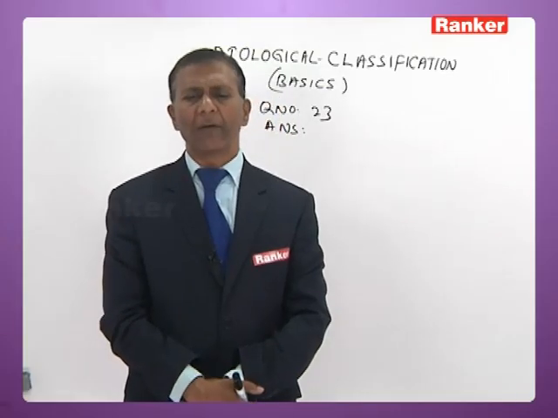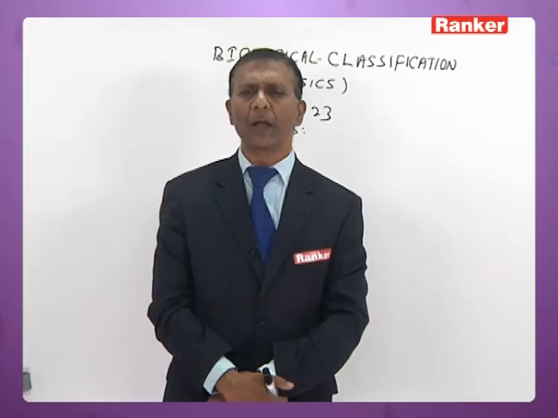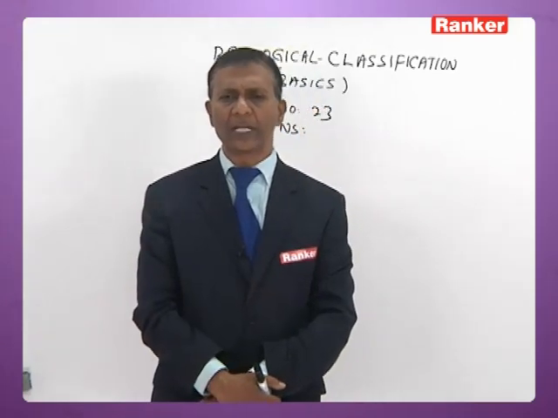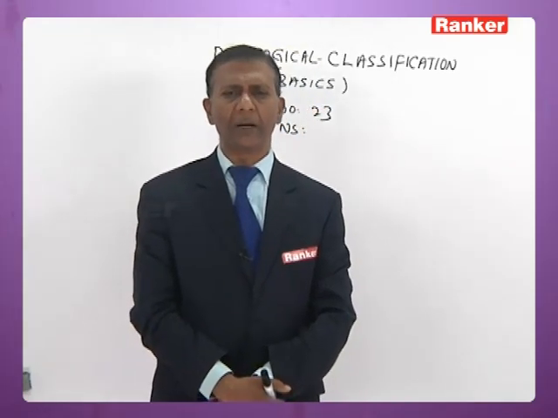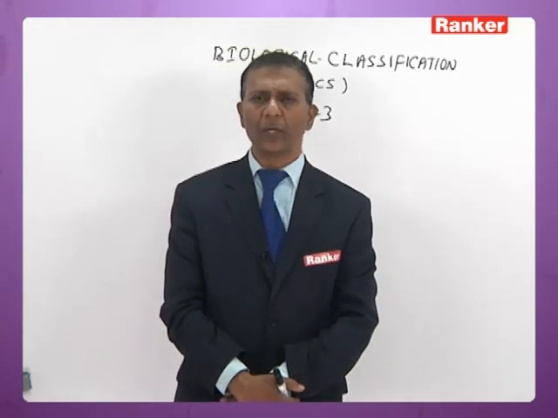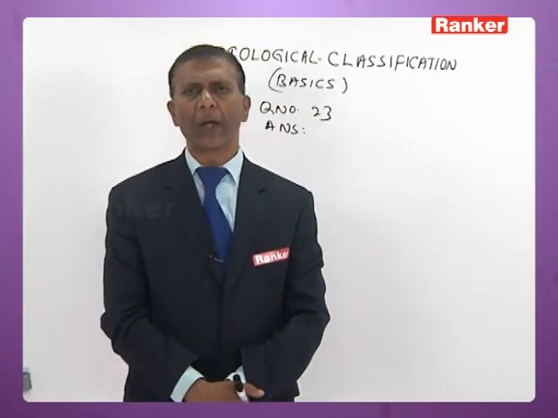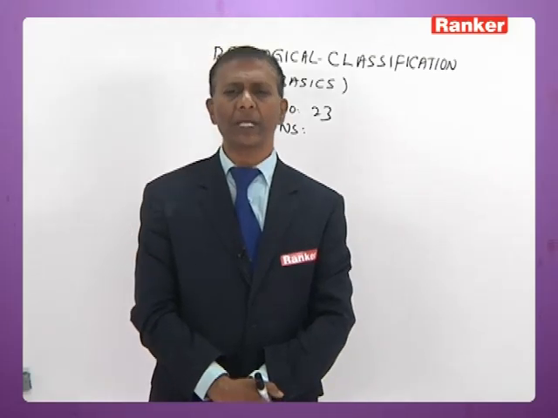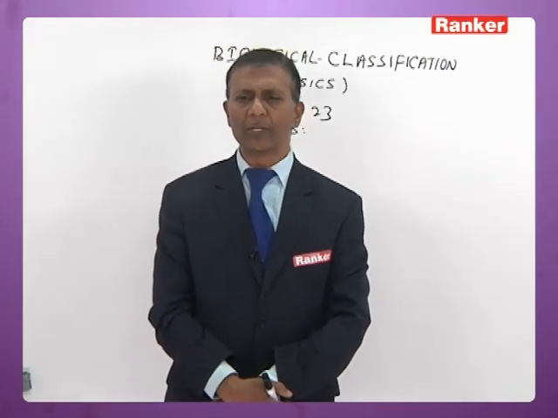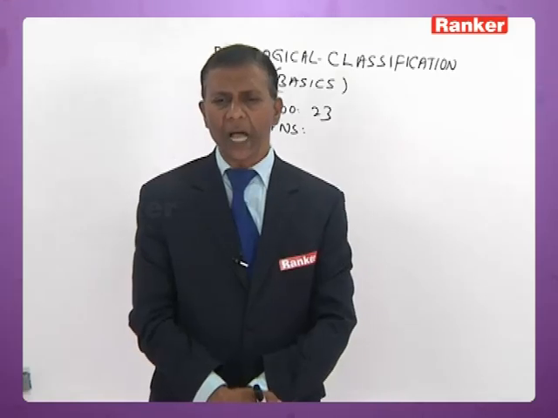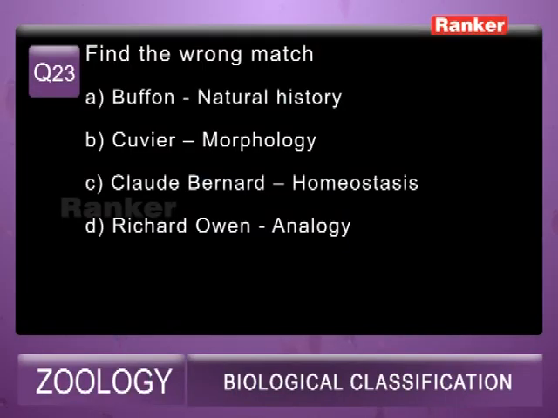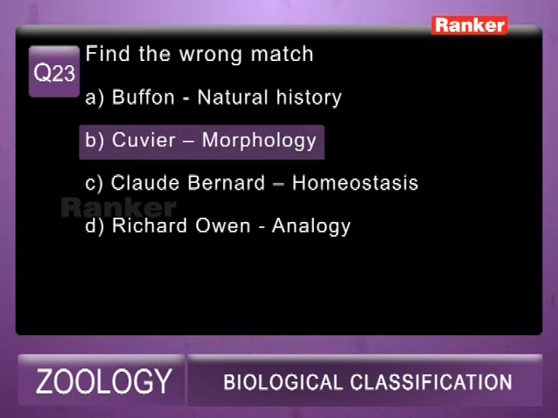Among these, if you take option A, Buffon put forth the concept called natural history, that is correct. Then option B, Cuvier, morphology. Cuvier is the father of comparative anatomy and paleontology, it is not morphology. Then C, Claude Bernard, homeostasis, correct. D, Richard Owen, analogy, correct. So among these options, B is wrong. So for the 23rd question, the correct answer is B.